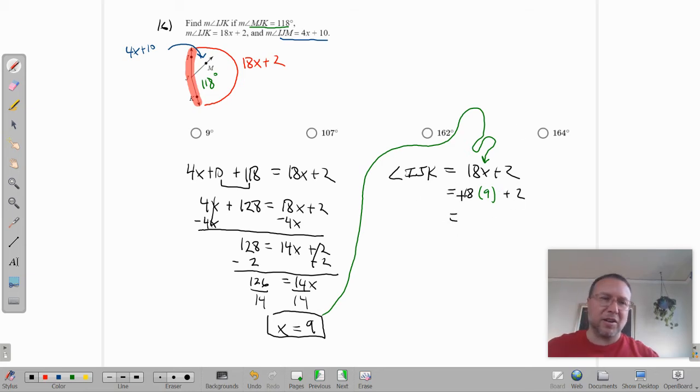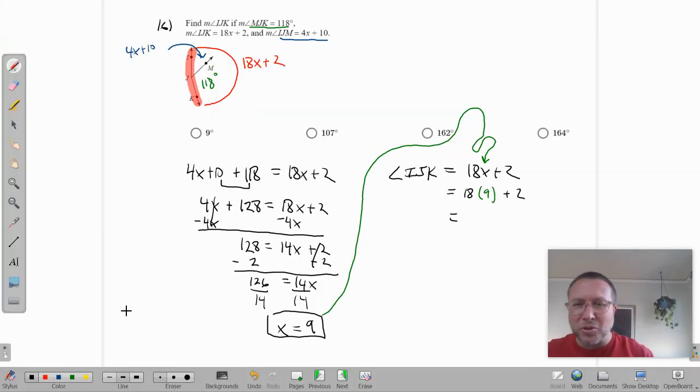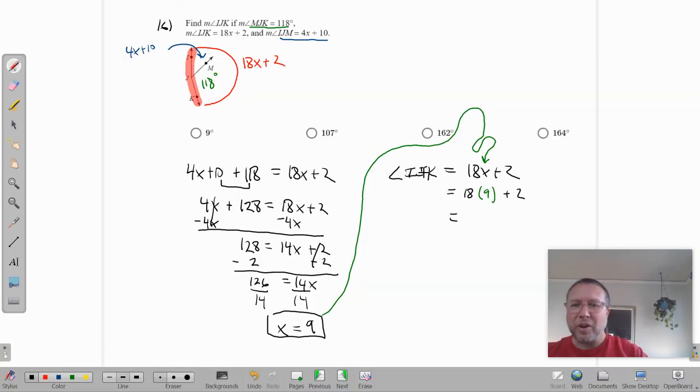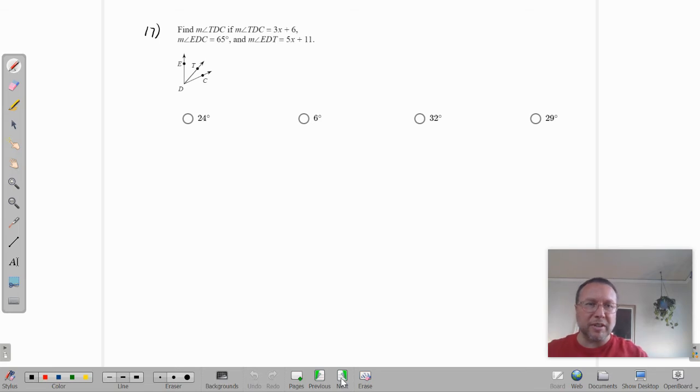18 times 9. Apparently, as I've proven, I don't know how to do math. So let's use the calculator. 18 times 9, so I get 162. 18 times 9, 162. Yep. And then plus 2, I think I can do this one without a calculator, 164. So 164 would be your final answer. All right, so pause here, or otherwise we'll go ahead and move on to number 17.